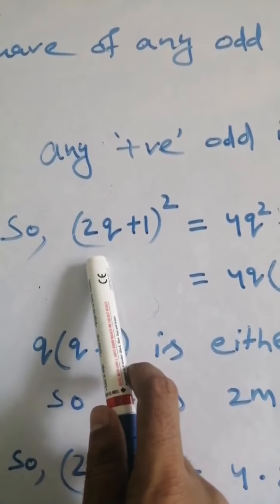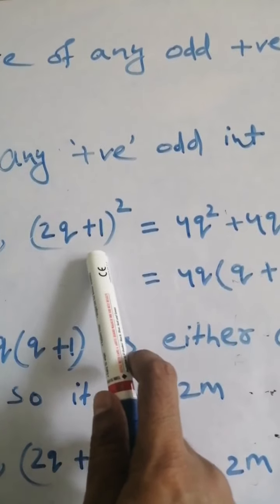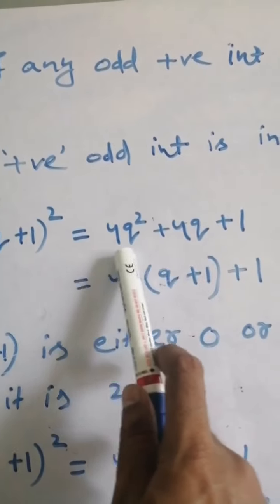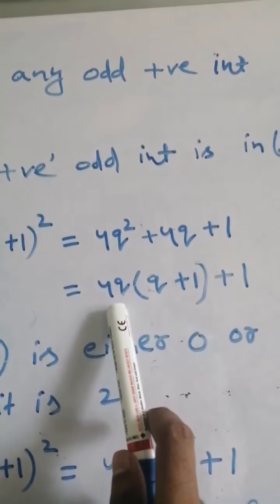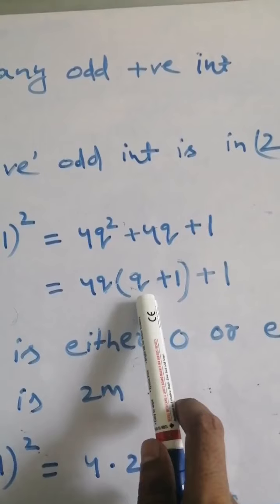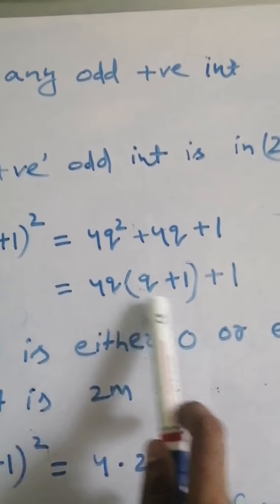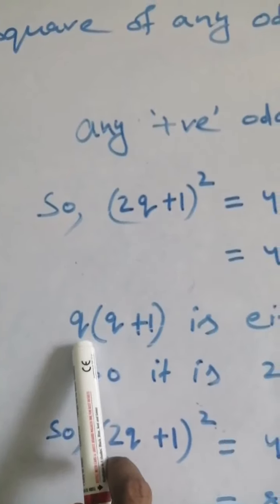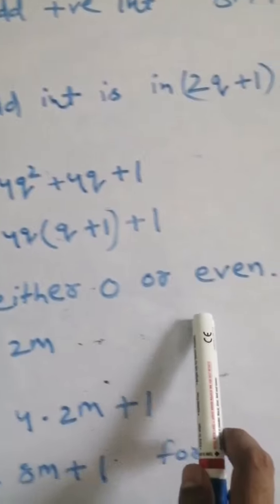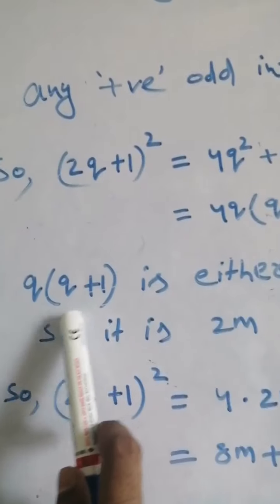When we are finding the square, 2q plus 1 whole square by the a plus b whole square formula, 4q square plus 4q plus 1. And here this part you can change like this. That means take 4q common. So it is 4q into q plus 1, plus 1. Here q into q plus 1 is either 0 or even. How? If q is equal to 0, the product will be 0.